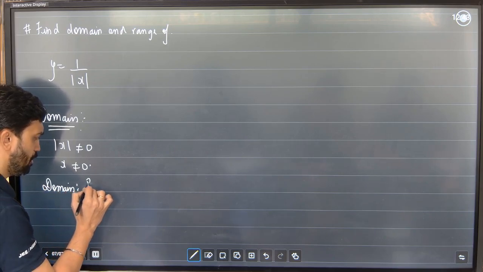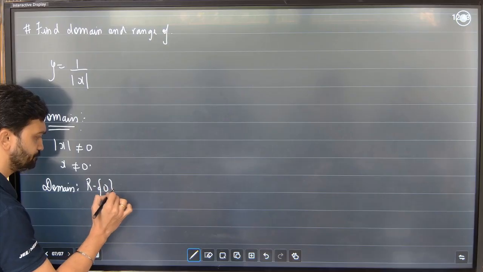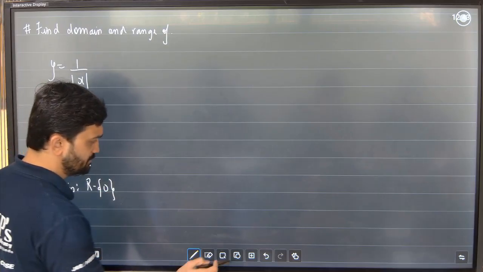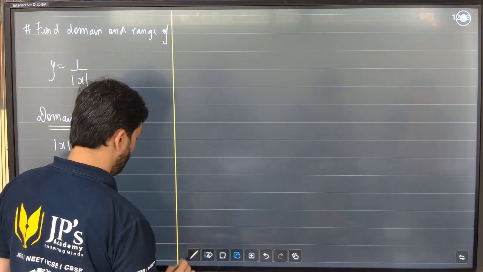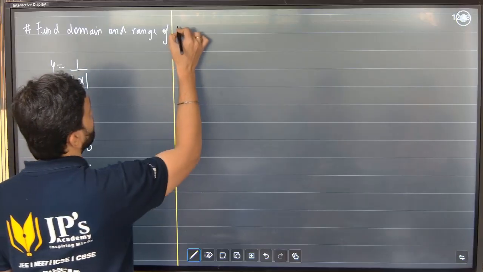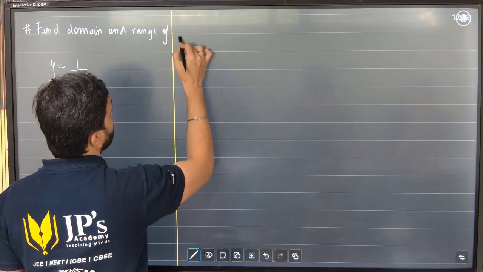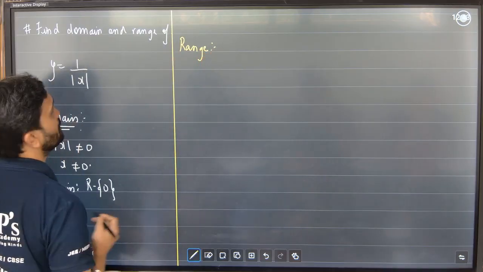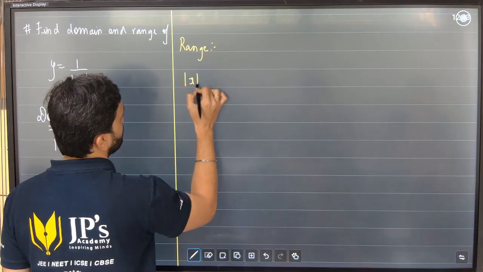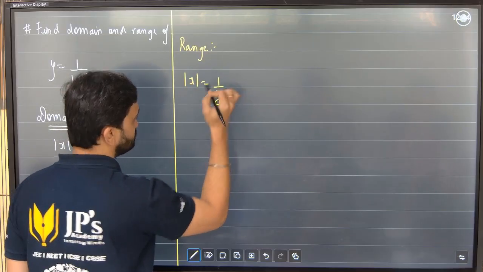Rational numbers नहीं. All real numbers except 0. Why rational numbers? Irrational number भी आ सकता है. All real numbers except 0. Let's find the range. Now tell me what will be the range. What do we do for range? Can anyone tell me? So you will get mod x is equal to 1 by y. Tell me what is the range.